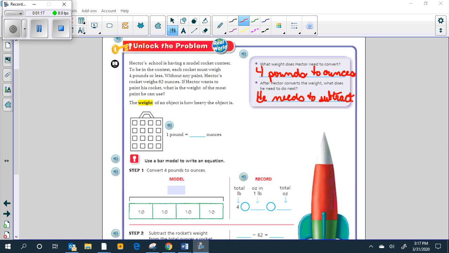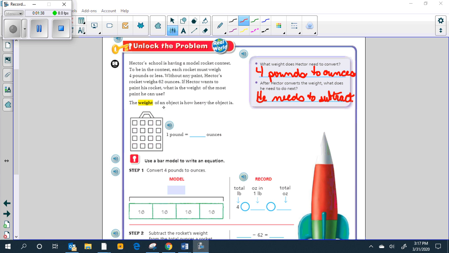What weight does Hector need to convert? Well, he needs to convert 4 pounds, the limit of the weight for his contest rocket, to ounces. So we'll be converting 4 pounds to ounces. After Hector converts the weight, what does he need to do? The next step would be to subtract.